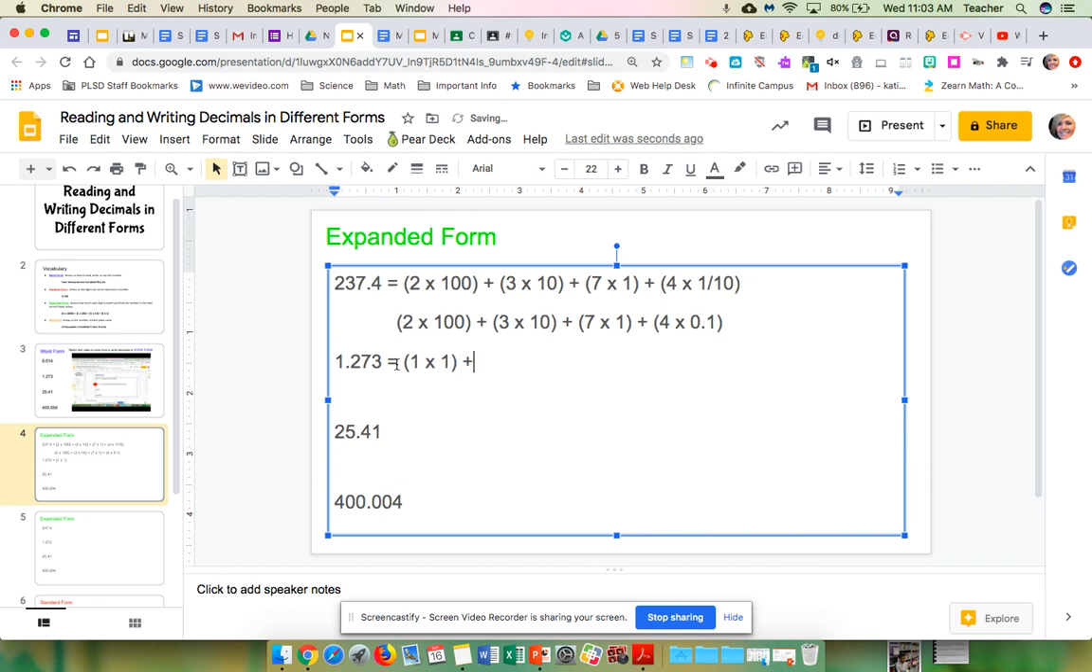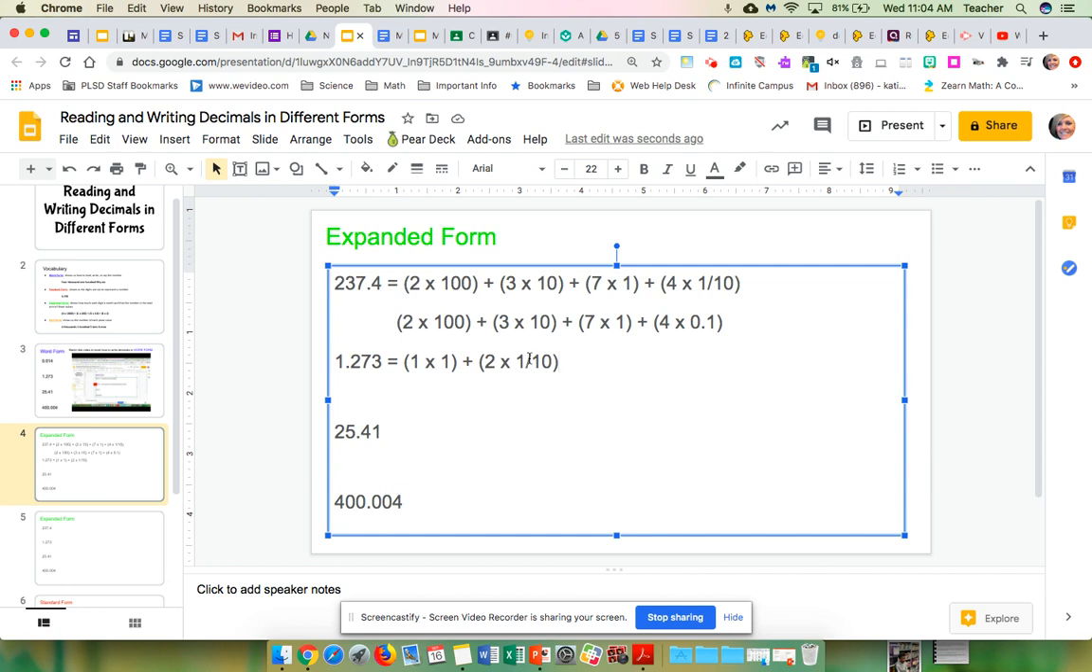Then I'm going to add that to the value of the 2. The 2 is in the tenths place. So I'm going to multiply it as 2 times, and I'm going to use a fraction. I'll use a decimal on the next problem, 1/10. And the way we write 1/10 is 1 over 10. In the program that I'm using, it's easier to write a fraction like this.